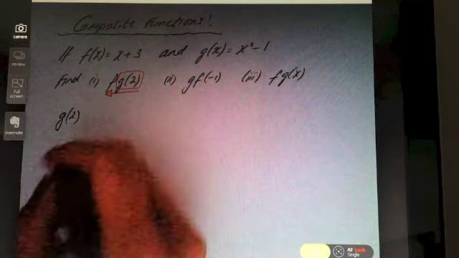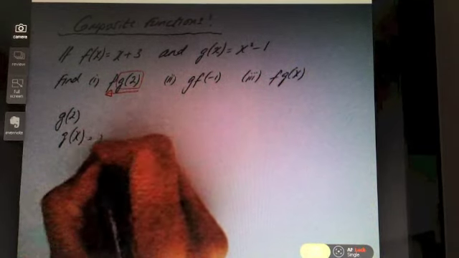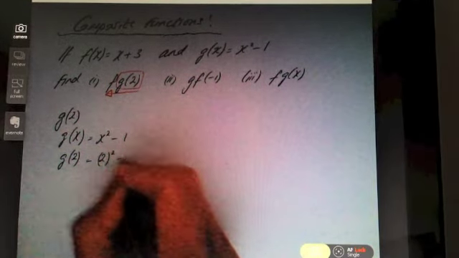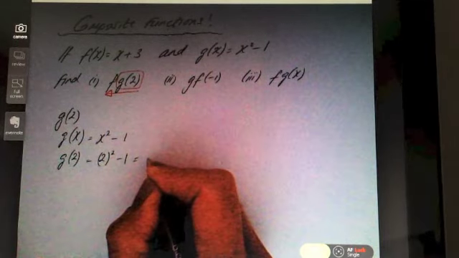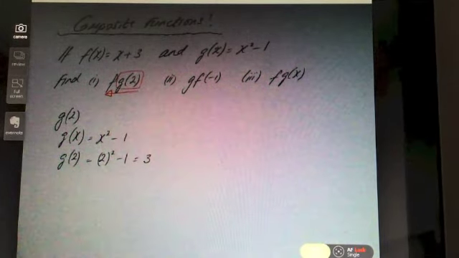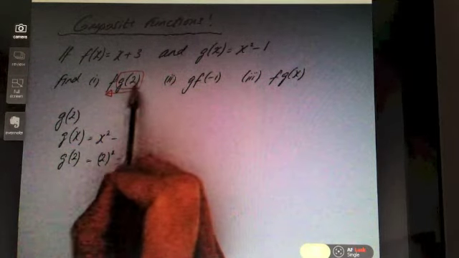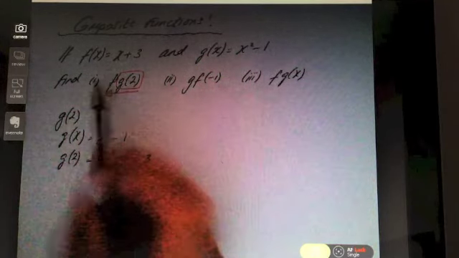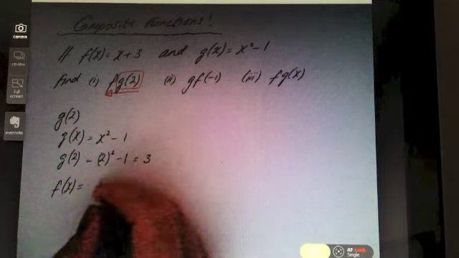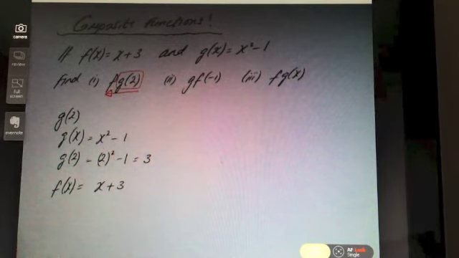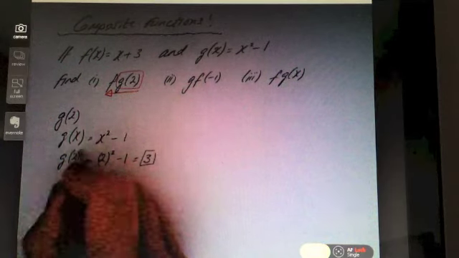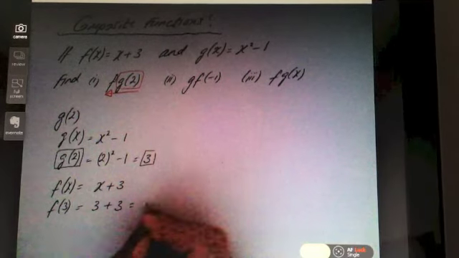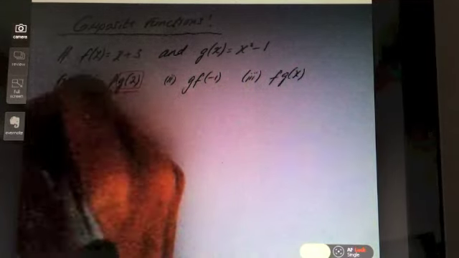And if we want to figure out g of 2, since g of x is equal to x squared minus 1, g of 2 is going to be when we sub in 2 for the x. So we get 2 squared minus 1, which is, of course, 4 minus 1, which is 3. So g of 2 is equal to 3. We're going to take that 3 now, which is what g of 2 is, and sub it into the f function. So the f function, or f of x, is x plus 3. So now I want to take my result for g of 2 and sub it into that f function. So I get 3 plus 3, which is 6. So 6 is the answer there to part 1.